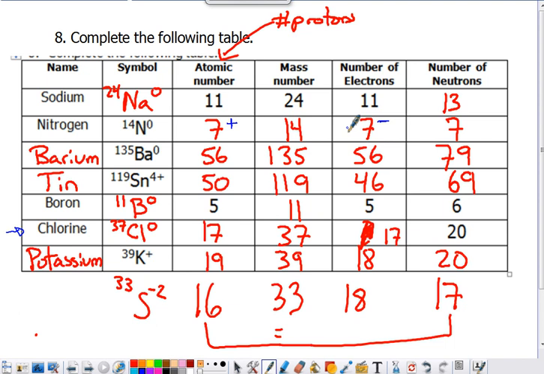So let's talk about tin. Not 10, tin. Tin, Sn, go to the periodic table, it's tin. It's 119 for its mass, positive 4. I go to the periodic table and I find this out pretty easily. I have the mass, because there's the mass. How did I know it was 46? How did I get that 46?